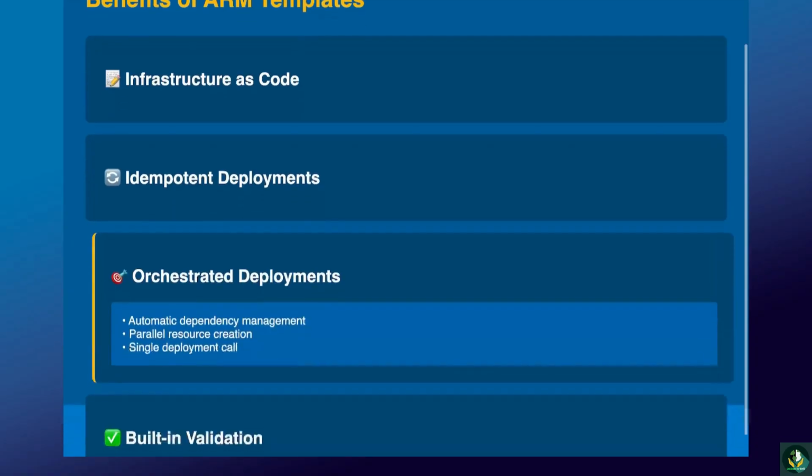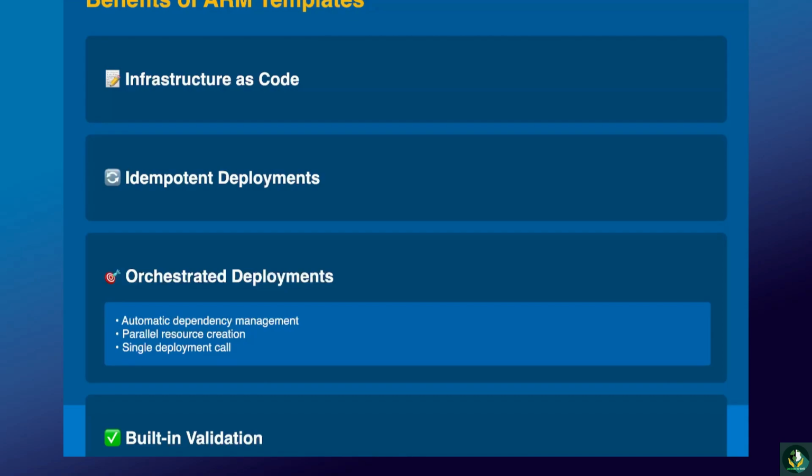Resource Manager is the engine behind ARM templates. It orchestrates the deployment process. It ensures resources are created in the correct order, handling dependencies automatically. Additionally, Resource Manager creates resources in parallel whenever possible, making deployments faster compared to traditional scripting methods.